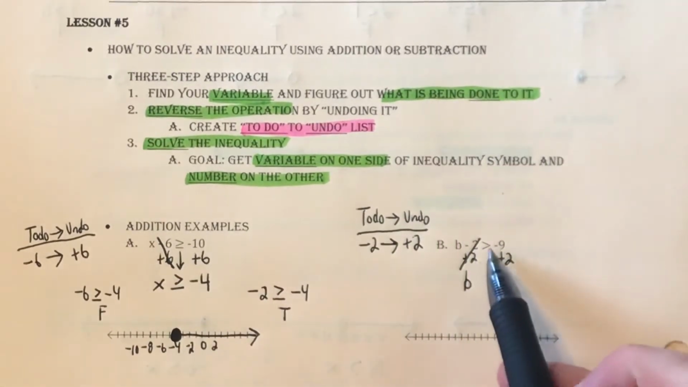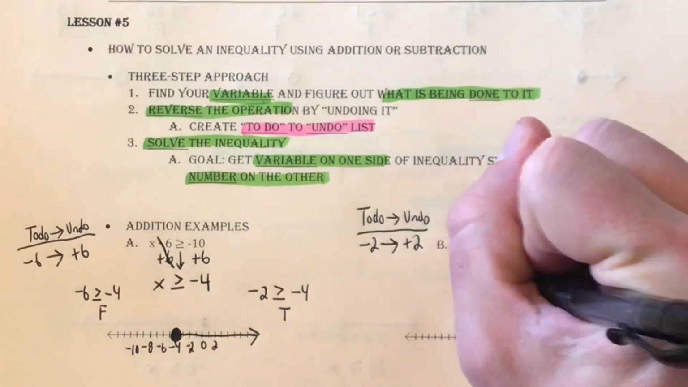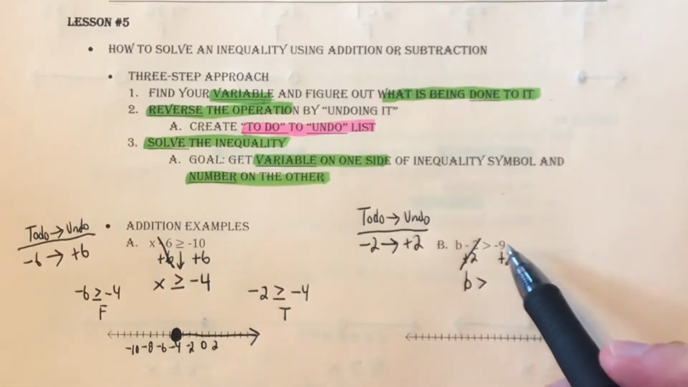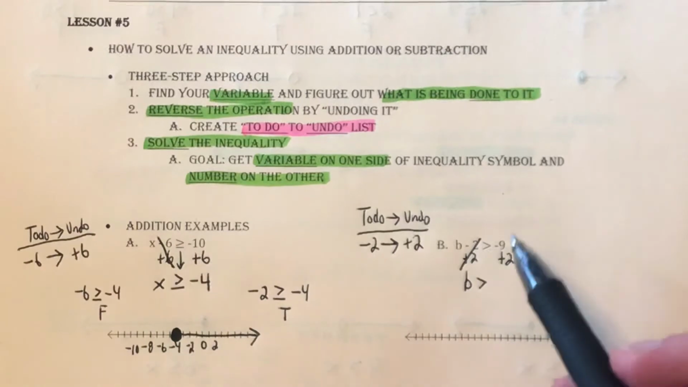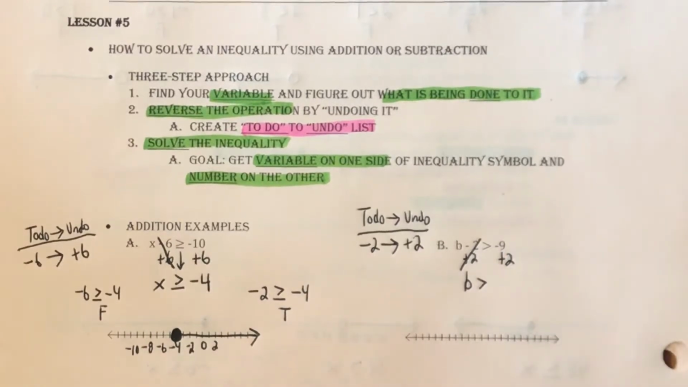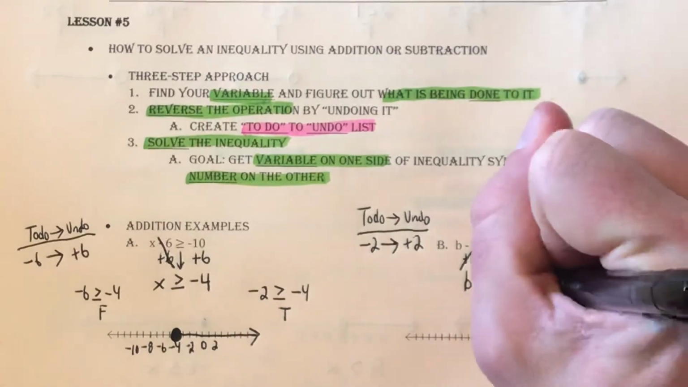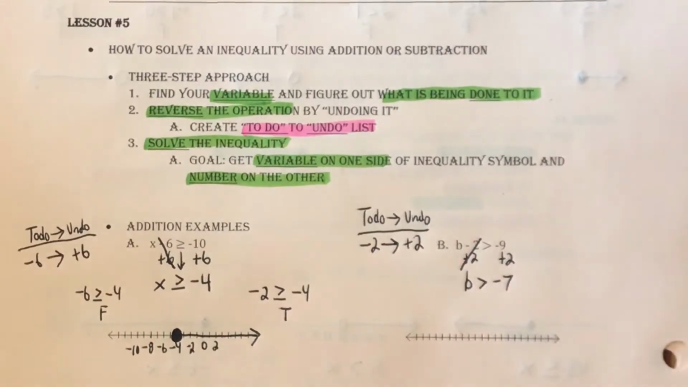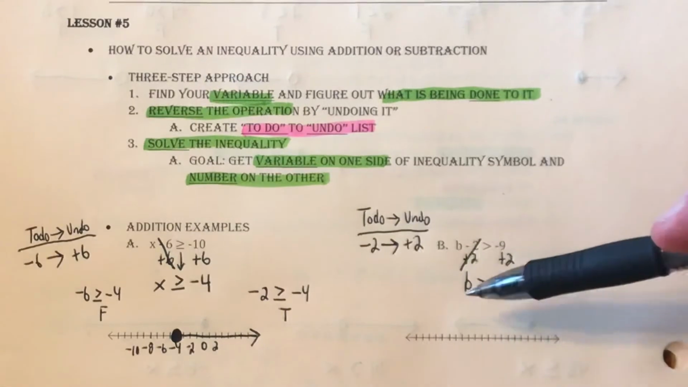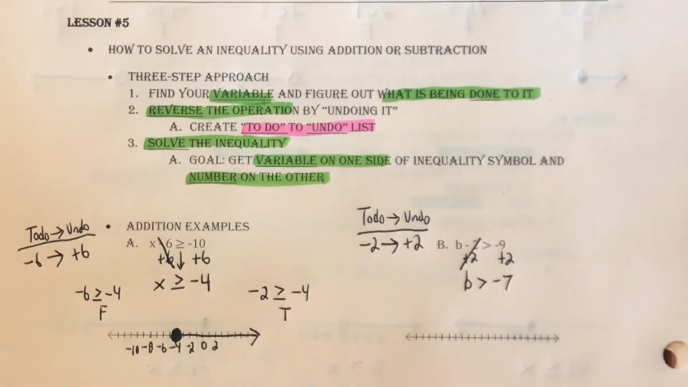Now we need to bring down our inequality symbol of greater than. And then I've got -9 plus 2. Well, that's 9 bad guys. 2 good guys show up. They battle. Bad guys win because they have more, and they have 7 more. So my simplified inequality when I solve this is b is greater than -7.